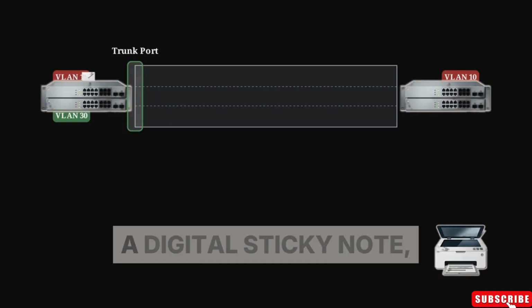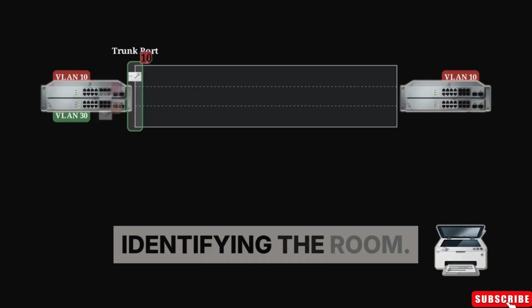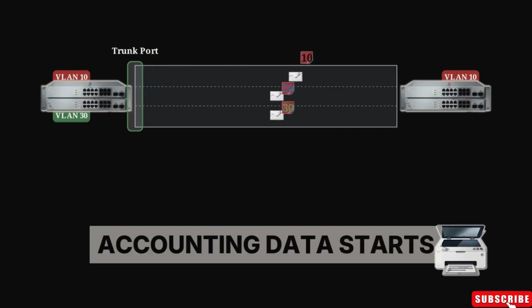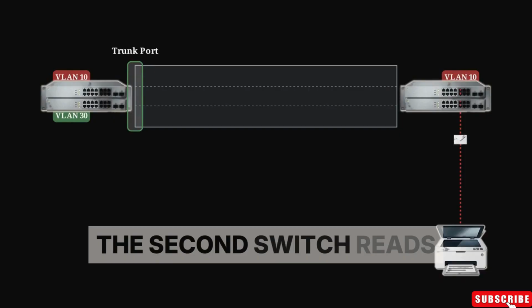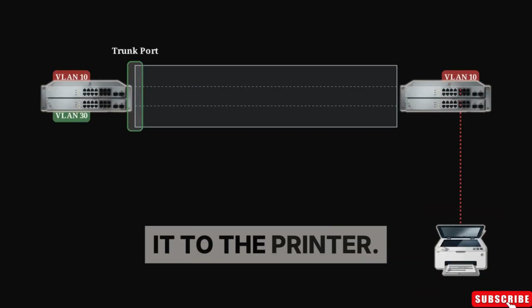The trunk port attaches a digital sticky note identifying the room. Accounting data starts in the red room. Entering the trunk, it gets a red tag. The second switch reads the tag, delivering it to the printer.